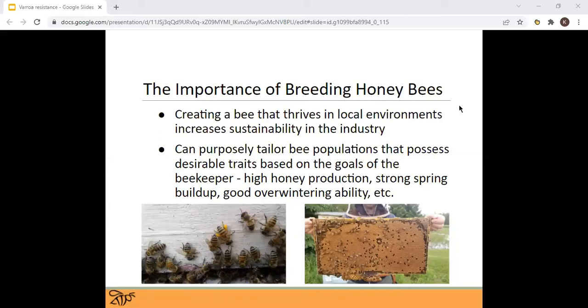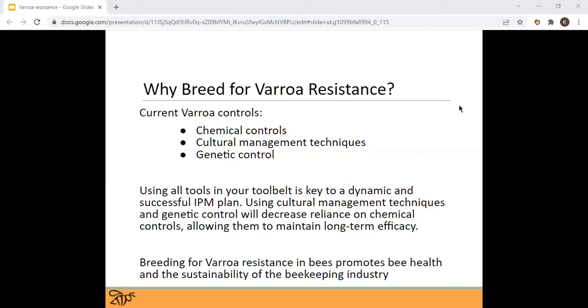Bee populations can also be tailored to fit the specific goals of the beekeeper. So you can select for traits like high honey production, strong spring buildup, low defensive behavior, things like that. Depending on the goals of the beekeeper, you can really design a bee that is everything you want it to be, or close to it anyway. Remember, breeding does take work, and it's not perfection all of a sudden. All of these things increase not just the chances of our bees' survival and success, but the success of the beekeeper as well. And why breed for Varroa resistance in particular? When it comes to Varroa resistance traits, why is breeding important?